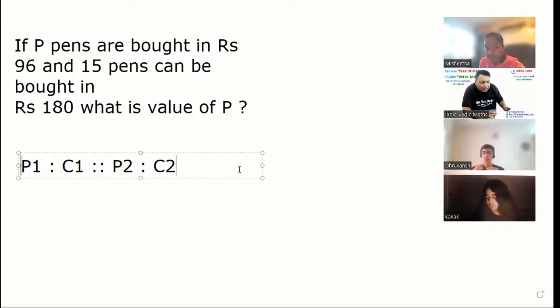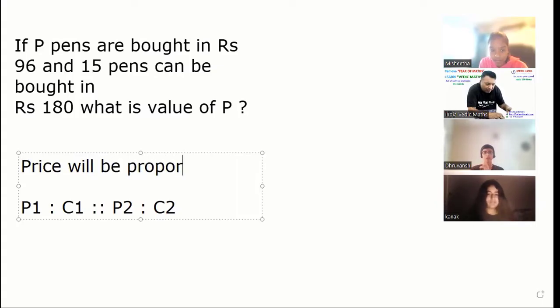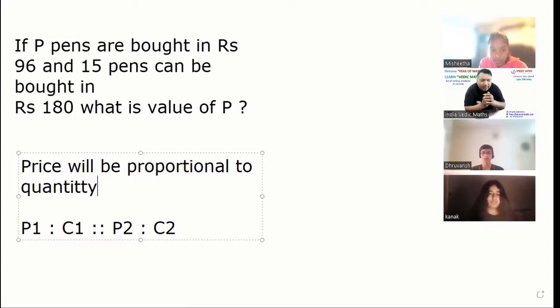So the ratio proportion works like that. See, P pens, this is the number of pens, right? Are bought in rupees 96. P pens is the quantity, 96 rupees is the price. Similarly, 15 pens is the quantity and 180 is the price. So you know that price will be proportional to quantity in general, right?